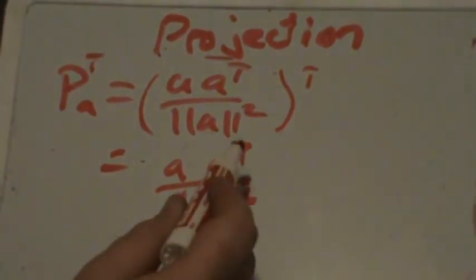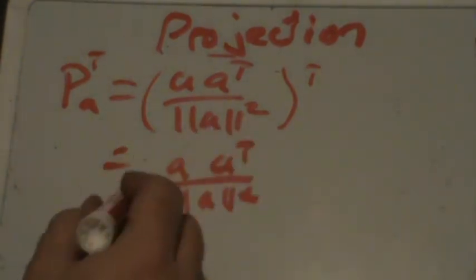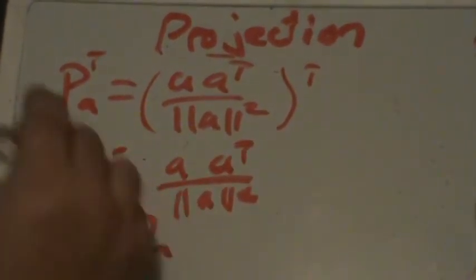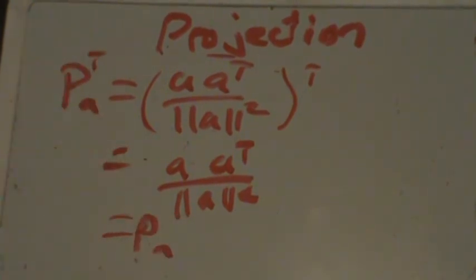So you get A transpose over norm of A squared. But that is exactly what PA is. So you have PA transpose equals PA. That's kind of a trivial result here for this one, but it's important to see that that is true. So we've got P squared equals P transpose. Nice easy case, so that means it's a symmetric matrix.